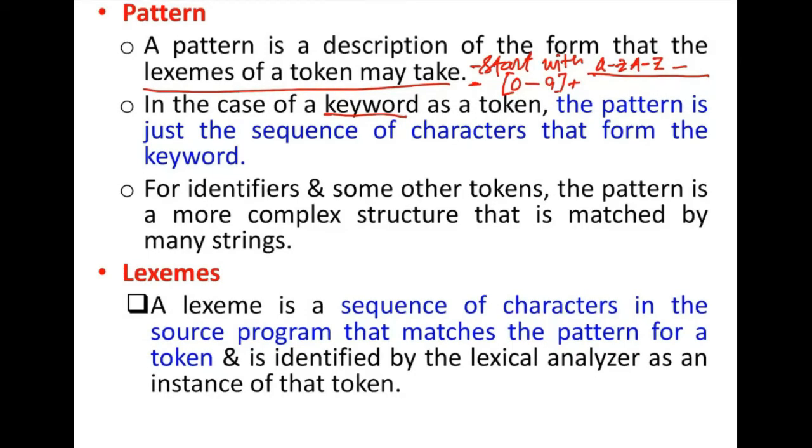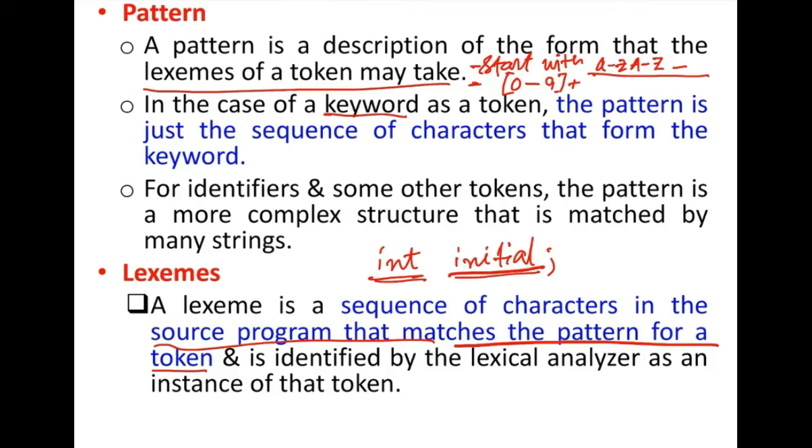Then lexemes. A lexeme is a sequence of characters in the source program that matches the pattern of a token. Say you got something like int initial. How will we understand which is the keyword and which is the identifier? Using the description of the pattern, you can understand it. Int is the keyword and initial is an identifier, because initial will not match the pattern of a keyword. If it is valid but not matching the pattern of a keyword, then definitely it is an identifier. That logic will be used, and it will be identified as a different kind of lexeme.